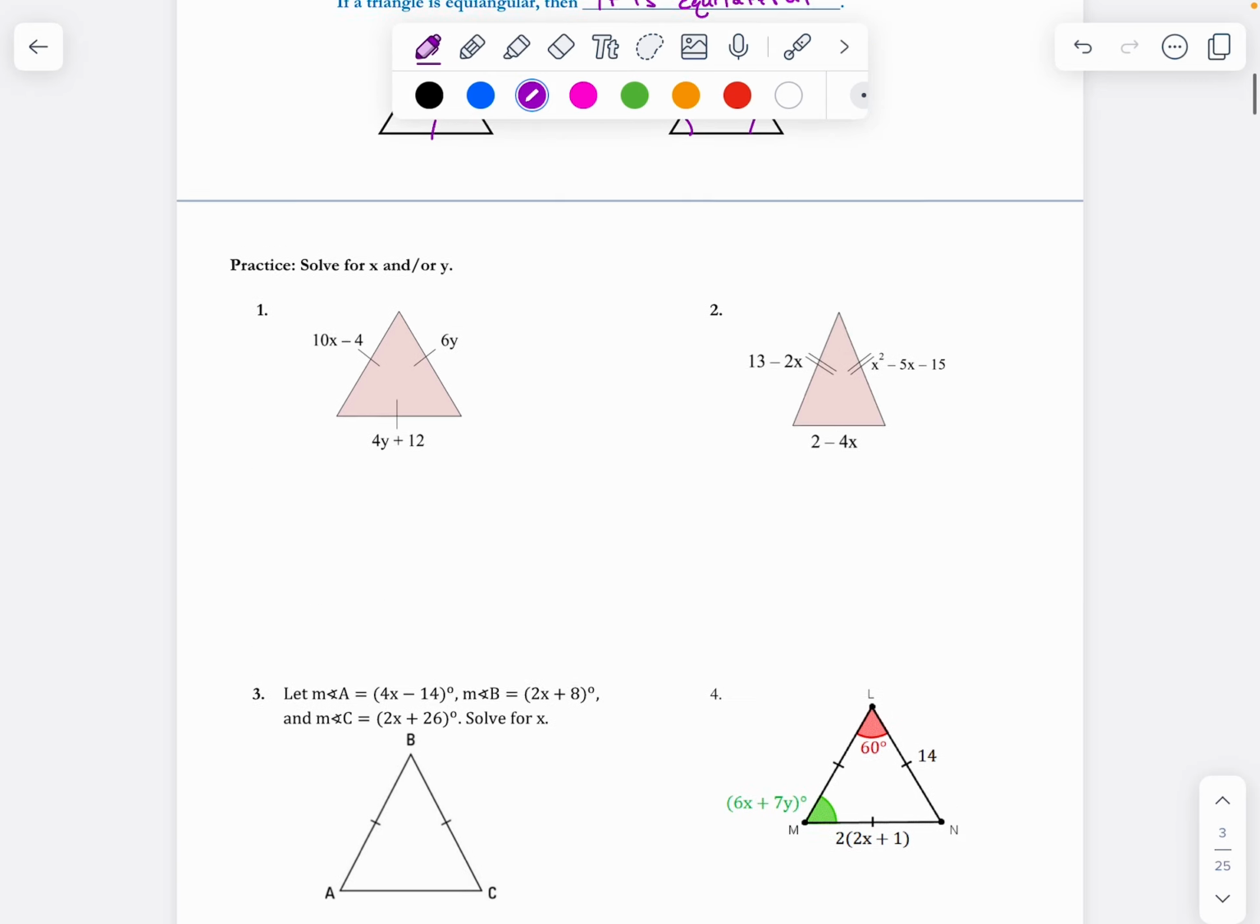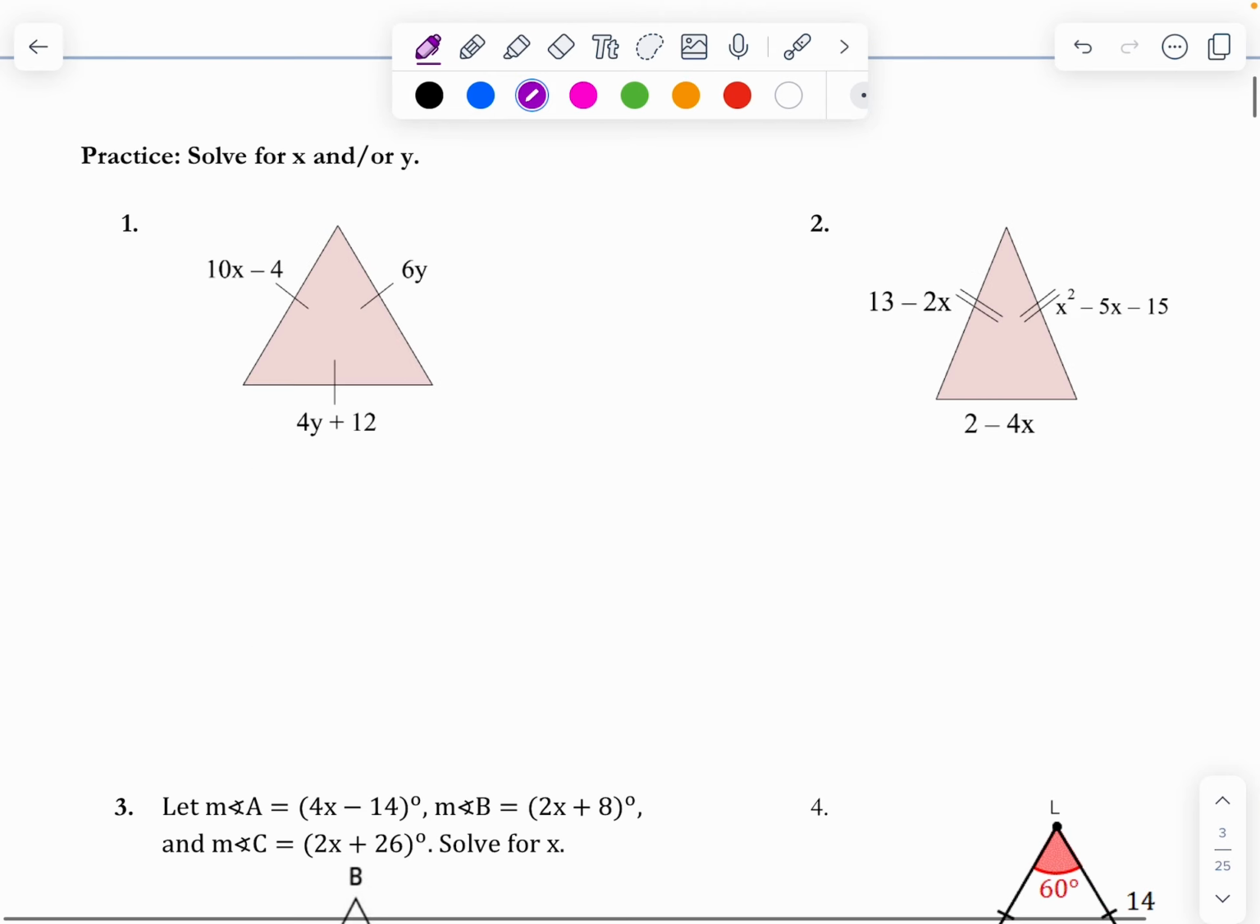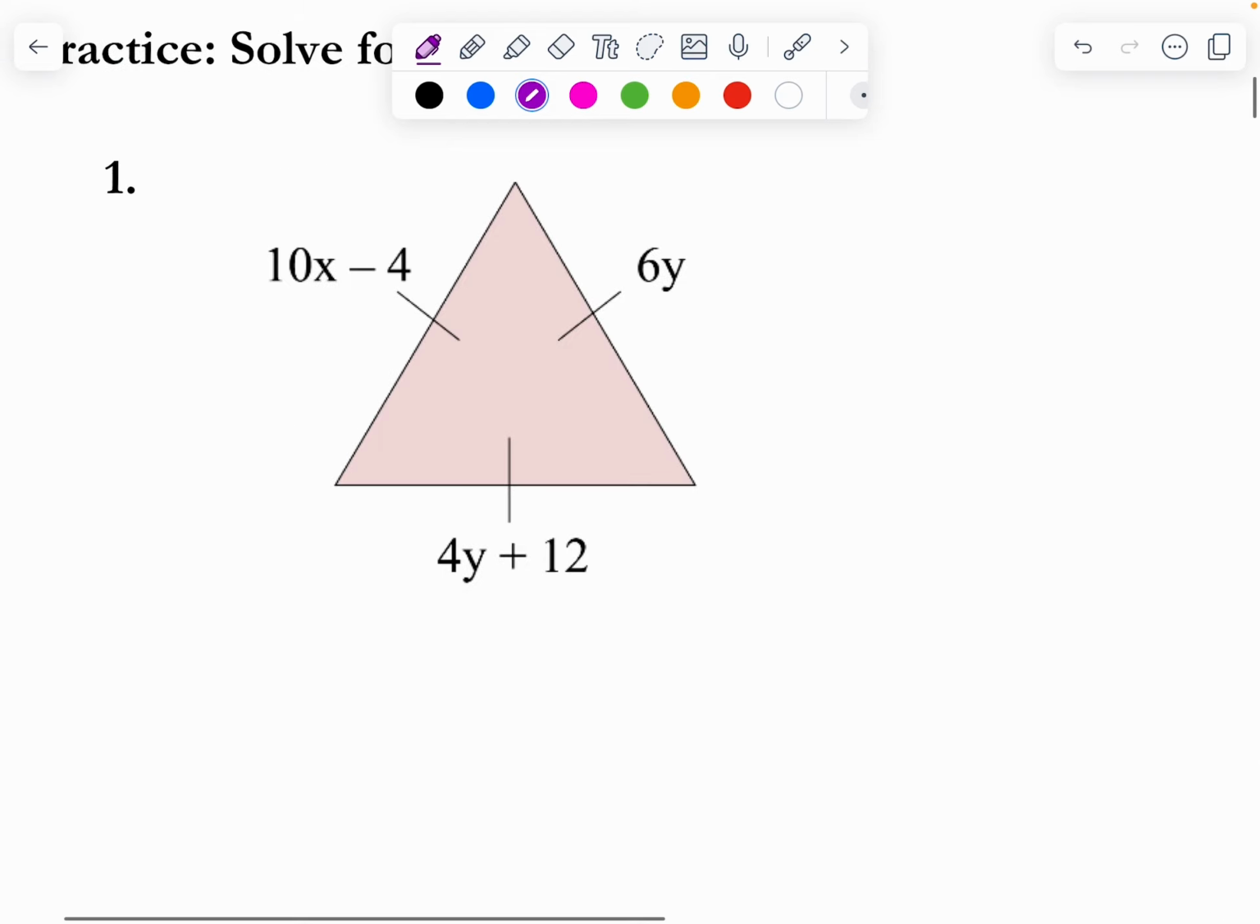We're almost done. We got 4 problems left, and then we're done here. Okay. Solve for x and/or y. Notice that here they are telling us that all of these sides are congruent. So that means what we got to do is start setting some of these equations equal to each other so that we can solve for our congruent sides, right? So let's take a look.